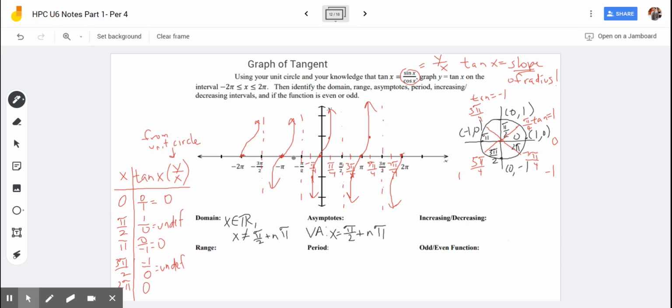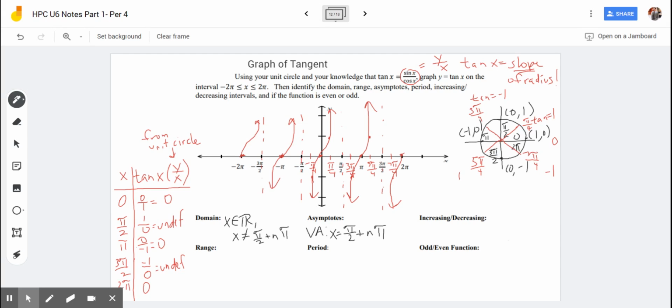And that's illustrated here, right? Pi over 2 is our first asymptote, and then it goes to 3 pi over 2. The next one will be at 5 pi over 2. If we subtracted pi from it, we're at negative pi over 2. Subtract another pi, we're at negative 3 pi over 2. So that's what the notation is for the domain.